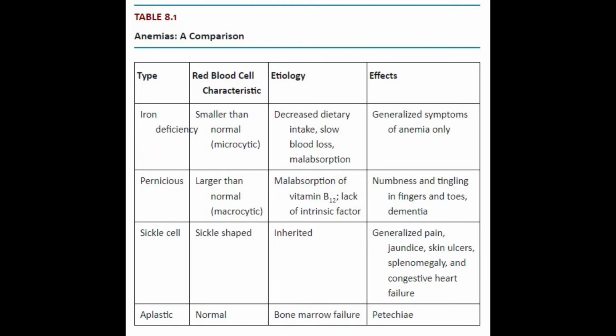Folic acid deficiency anemia is the next one. This is similar to pernicious anemia, and it's characterized by larger than normal red blood cells. It comes along with a malabsorption of vitamin B12 and a lack of intrinsic factor. You can feel numbness and tingling in the fingers and toes, and you can also begin to develop dementia.